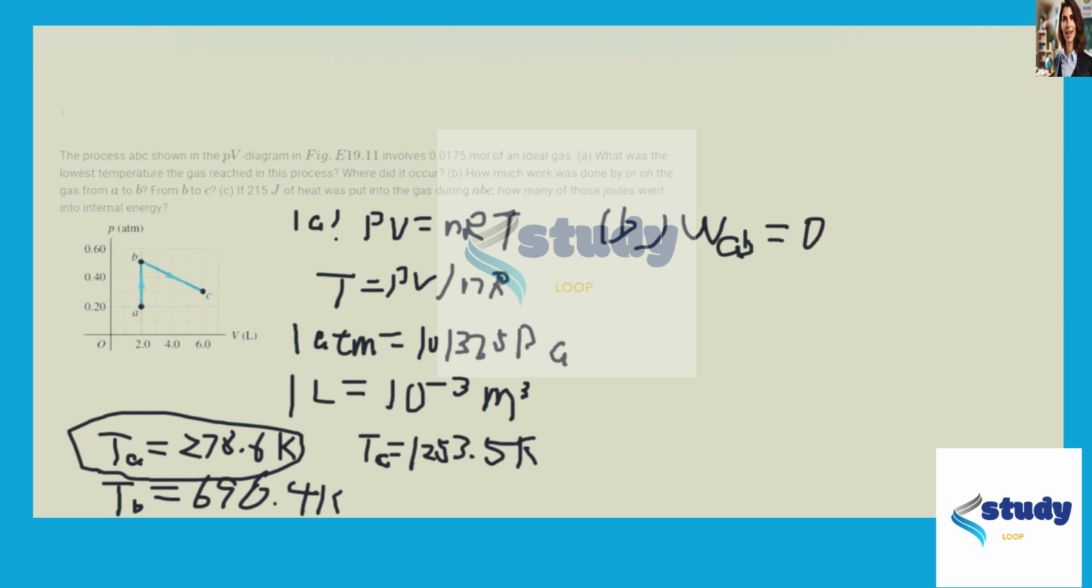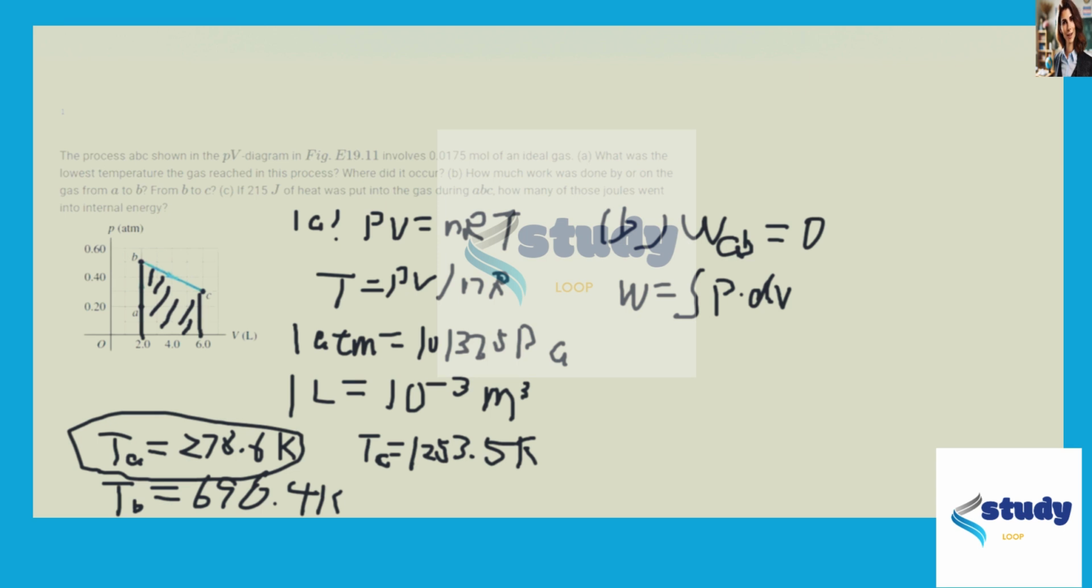Okay. And for the work done in process B to C, we need to utilize the relation, work equals the integral of P dV. This is the definition of work done by the gas. As you can see, for the process B to C, P is a function of V. It's not constant. And this integral simply represents the area below this line. Okay. This is the meaning of this integral.